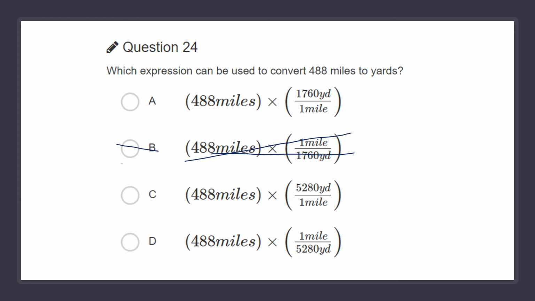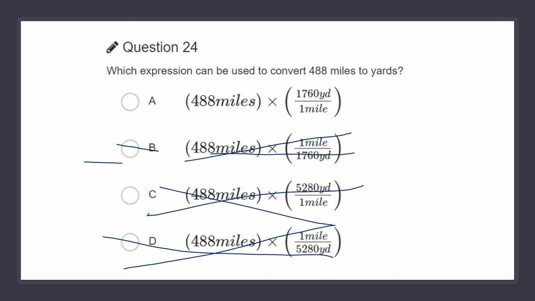So B is not a possibility because yards is in the bottom, and D is not a possibility because yards is in the bottom. So between A and C, we have to decide which one's the right conversion. Does 1 mile equal 1,760 yards, or does it equal 5,280 yards? Based on two of our previous problems, hopefully you recognize that 1 mile is 5,280 feet, not yards. So that eliminates answer choice C. So it is choice A.